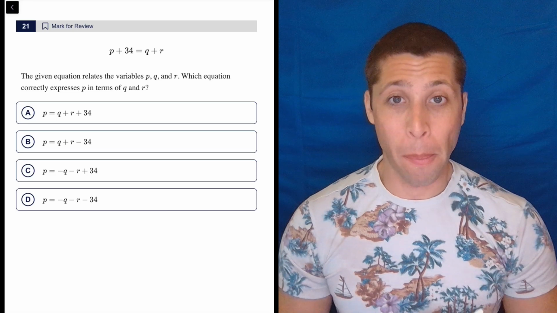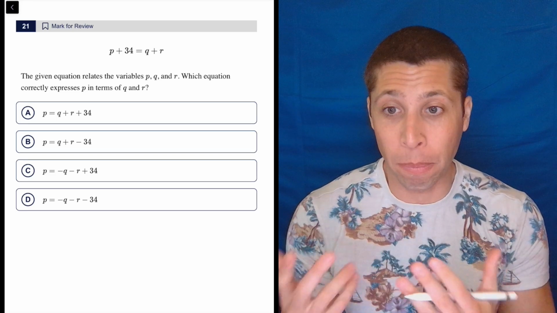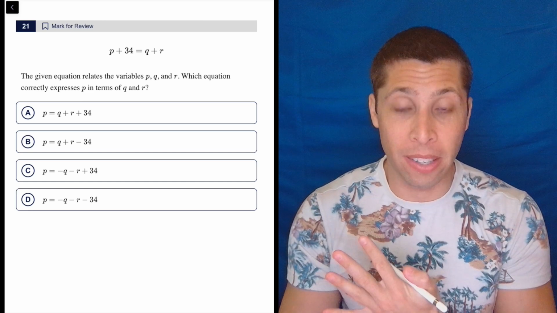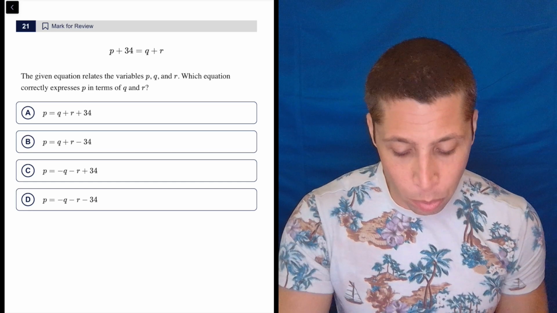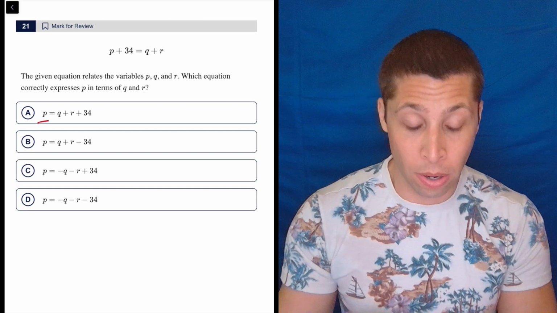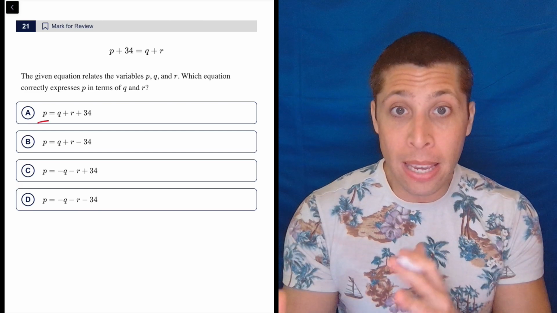Way too many people give up on a question like this because it sounds confusing, and it looks confusing, right? There's a P and a Q and an R. There's all these pieces. It's very simple. The answer choices are basically telling you what to do, right? Get P alone. So if you know algebra, just do whatever it takes to get P by itself.